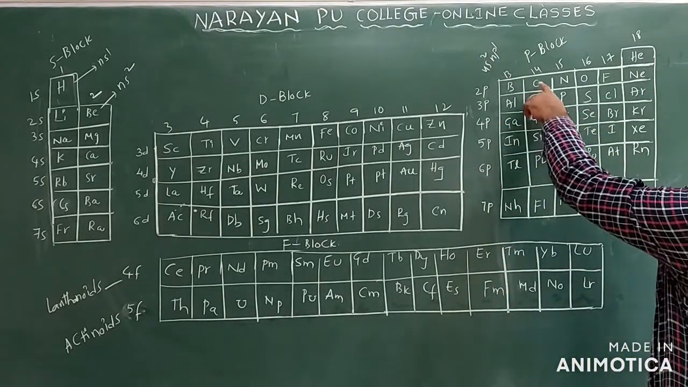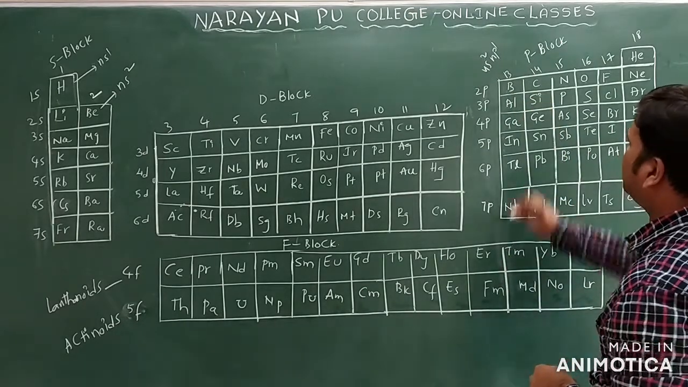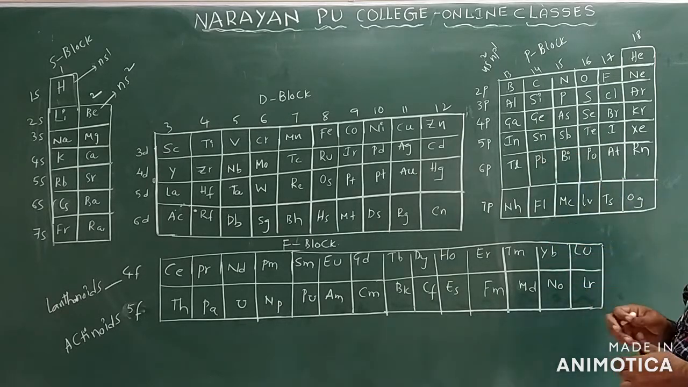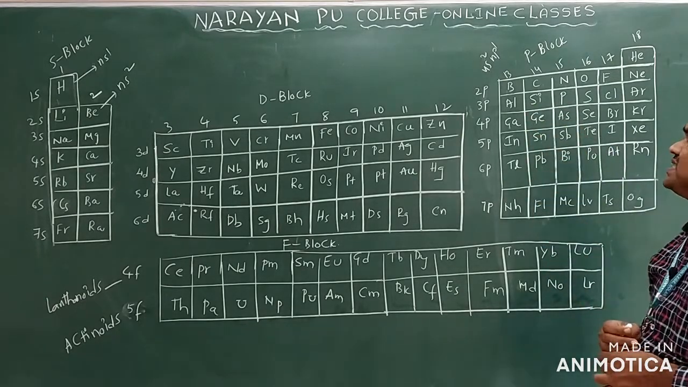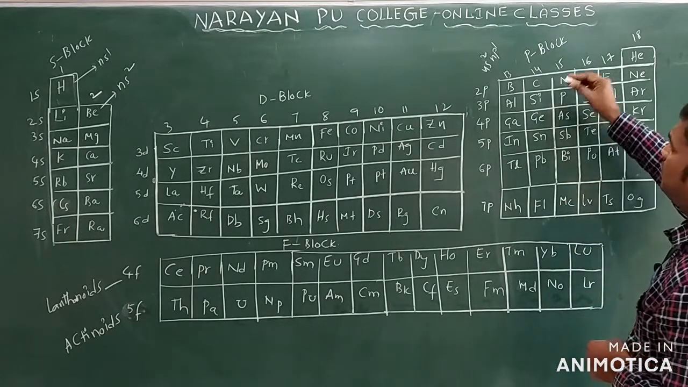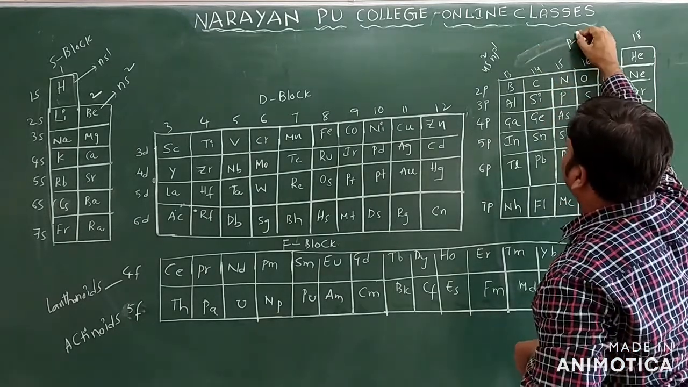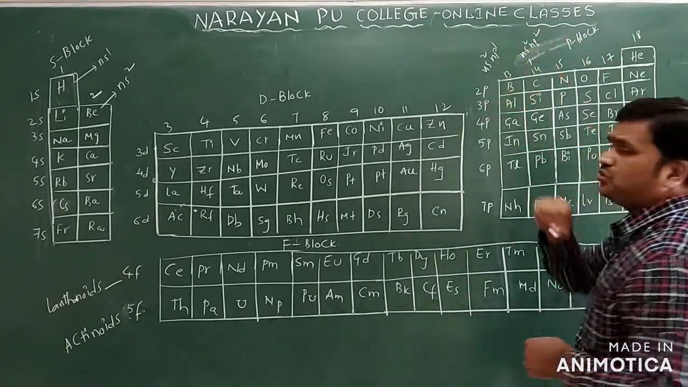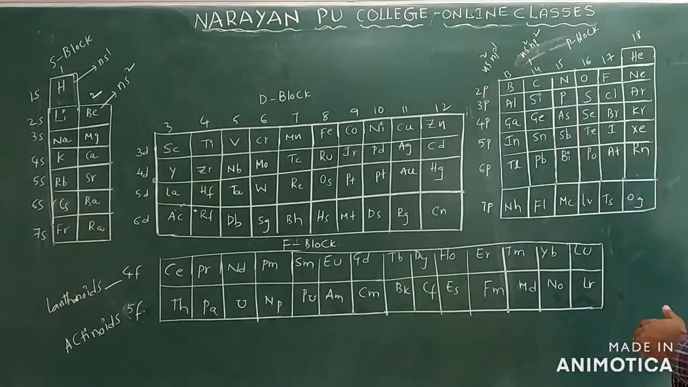Come to the 14th group: carbon, silicon, germanium, tin and lead, and one more, flerovium. This we call the carbon family. The general electronic configuration of these elements is ns2 np2. Clear? Now, the general electronic configuration of the whole P block is ns2 np1 to 6, and if you take only halogens, you write ns2 np1 to 5.